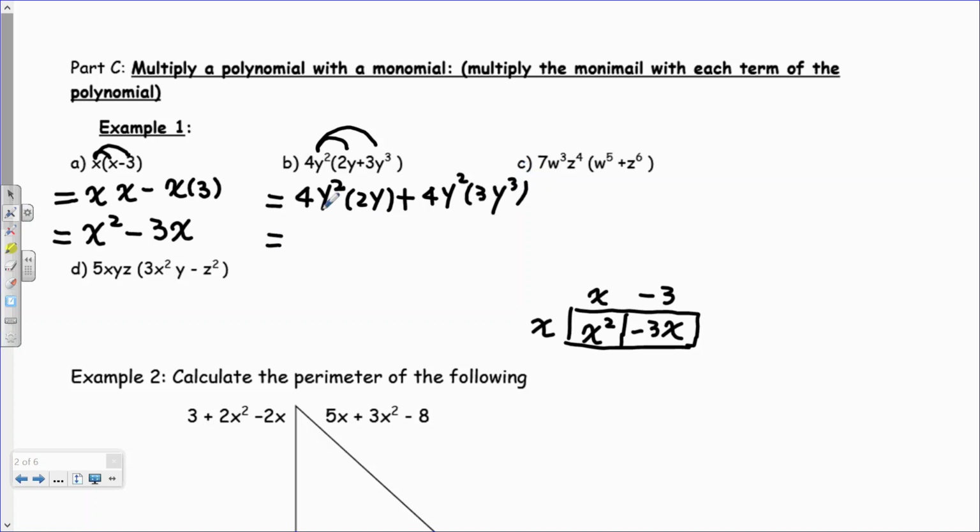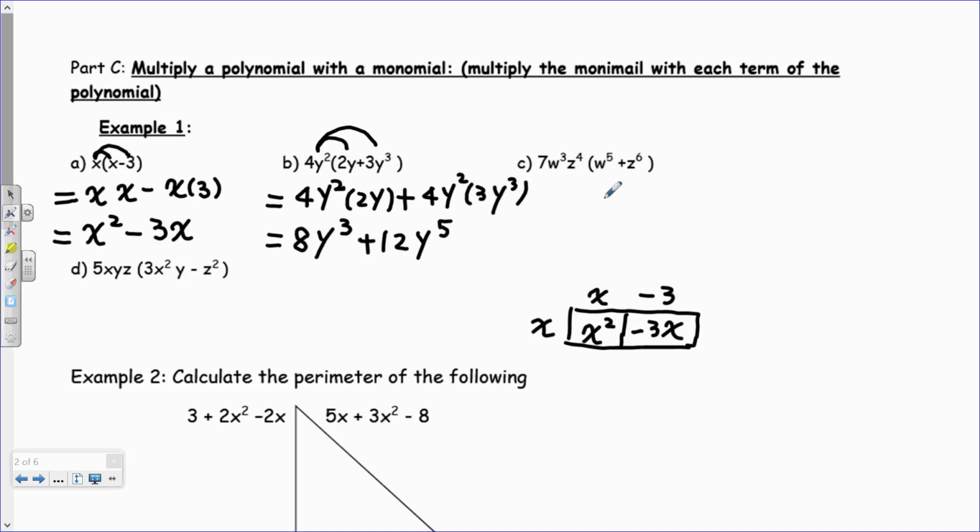Then each of them is monomial times monomial. Monomial times monomial, the numbers times together: 4 times 2 gives you 8. For the degrees of the same variable, add the degrees together. No degree means 1, so 2 plus 1 gives you 3. Then we do the second one. Again it is monomial times monomial. Numbers times together, 12. For the same variable, degrees add together, 2 plus 3 is 5.